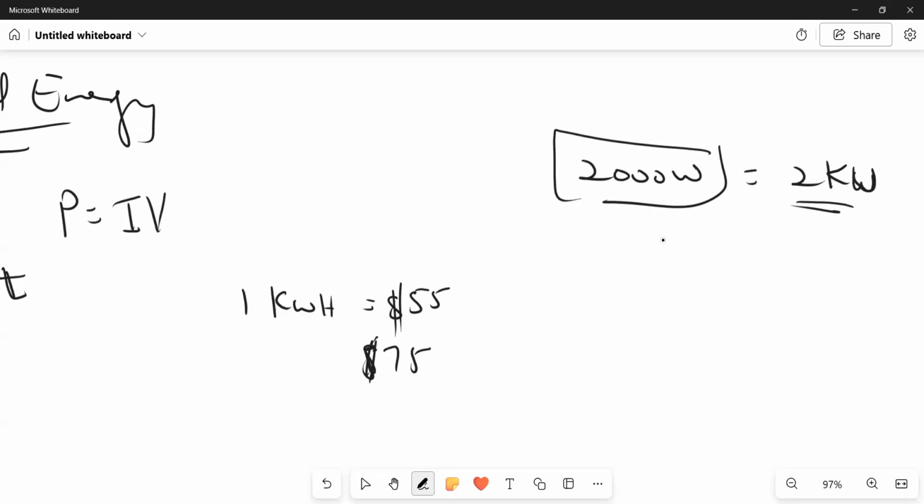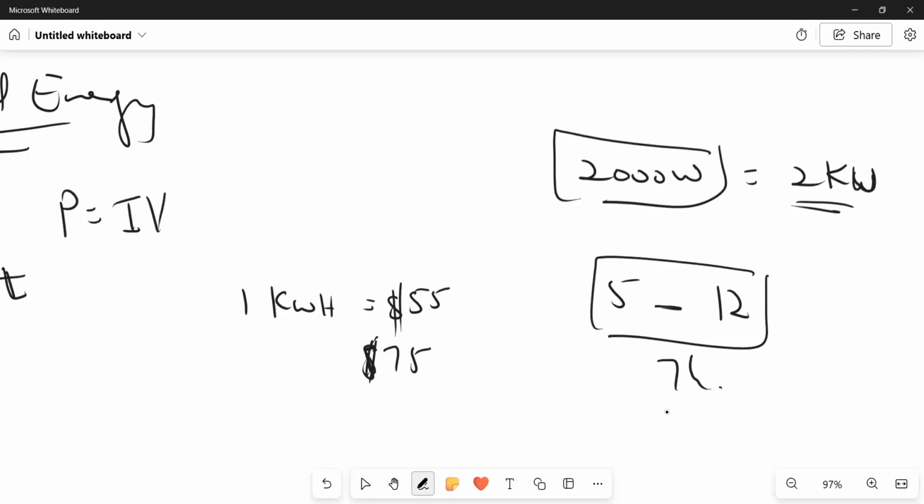And you are running this air conditioner from the time you land home in the evening, 5 o'clock. Some people run it the whole night, some people half the night, let's say to midnight, to 12. Let's say you run it until then. That's how much? 7 hours? So 2 kilowatts by 7 hours.